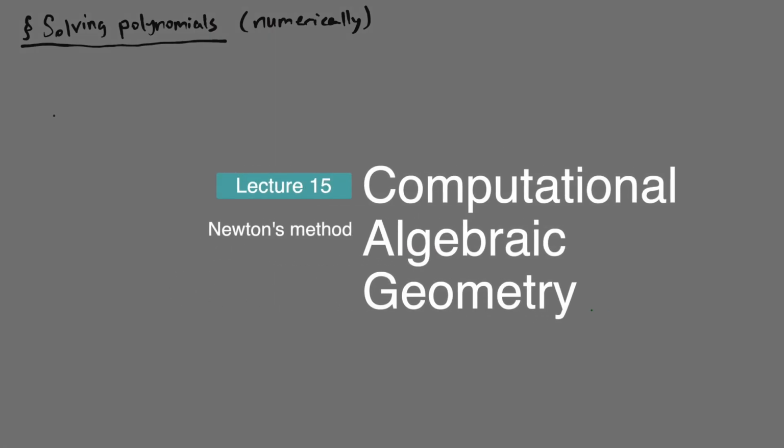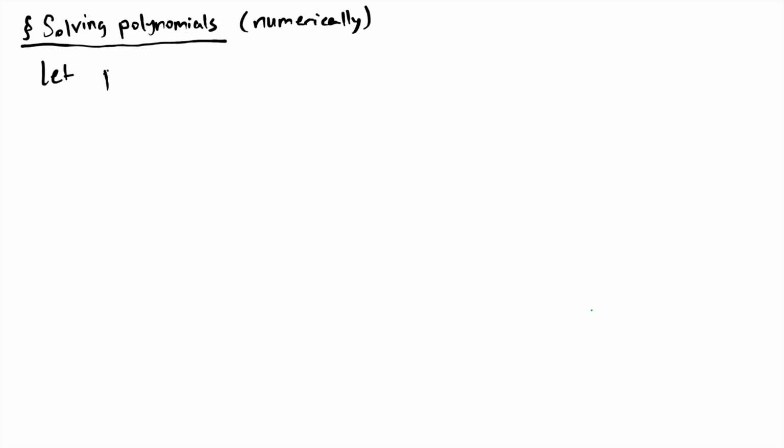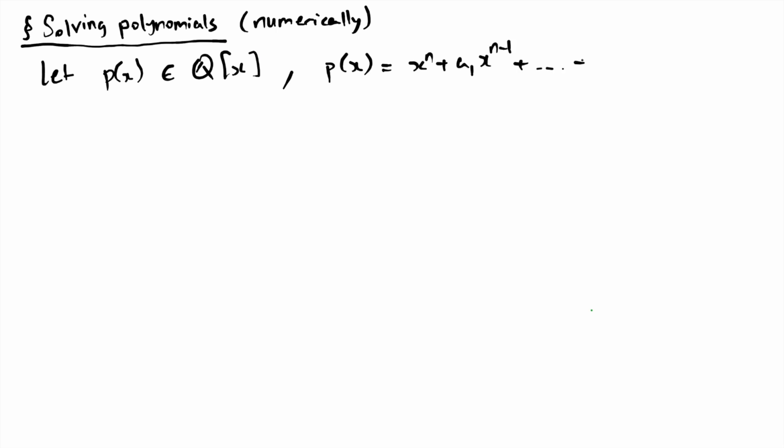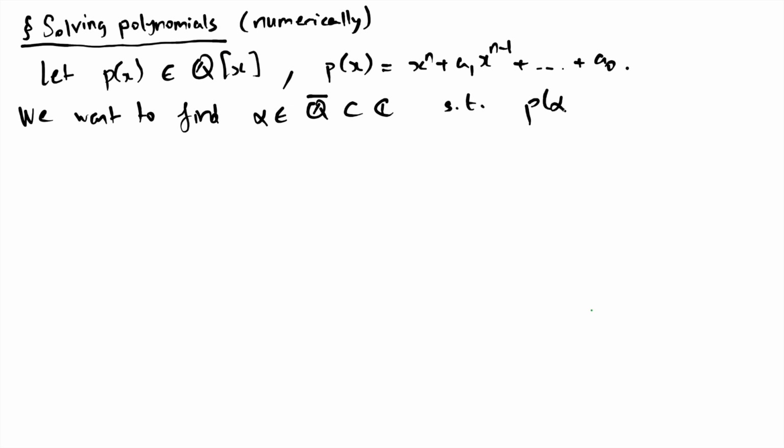Today we're going to talk about solving univariate polynomials. So if I give you a polynomial, let's say p of x, and for simplicity let's take p with rational coefficients. Now what does it mean to solve for a root of p(x)? So we want to find, well, in principle an algebraic number, but we can just see it as a complex number alpha such that p of alpha is 0.